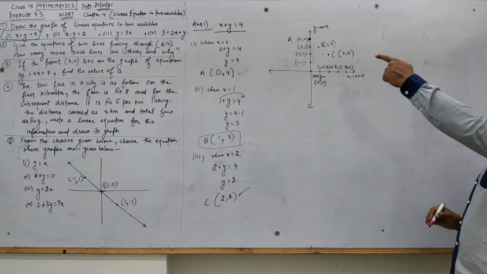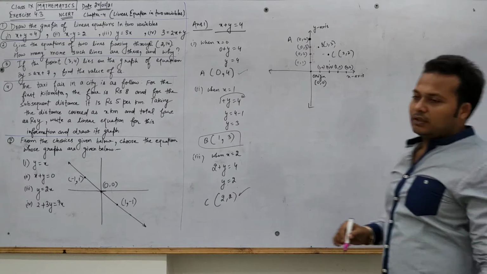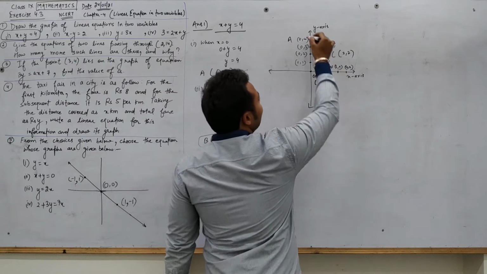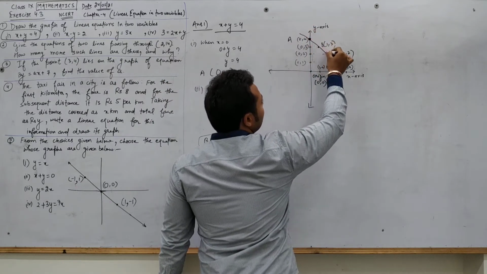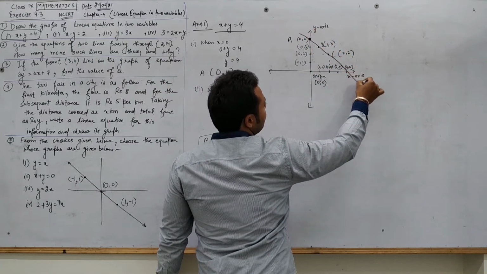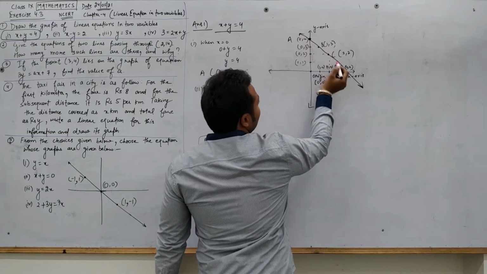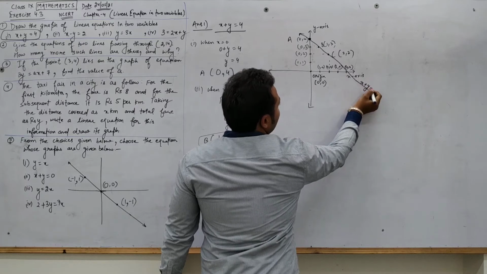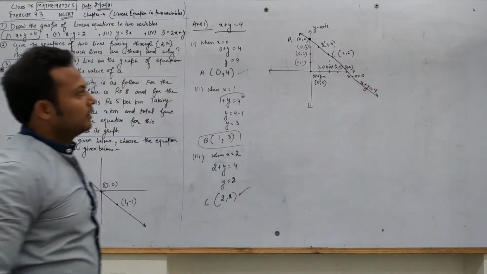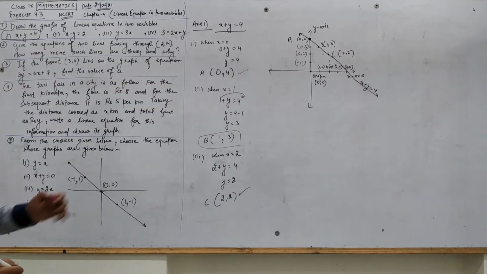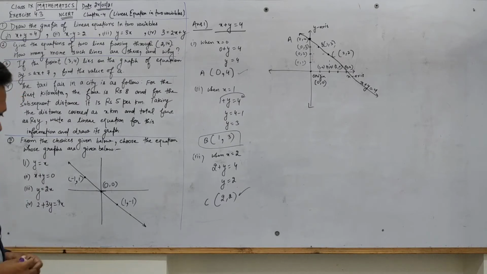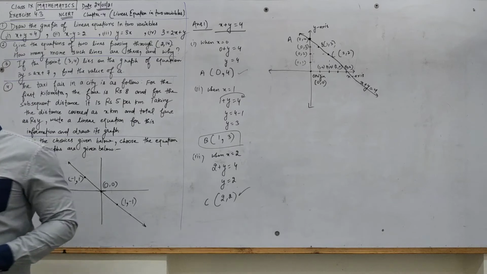What will we do? We will join all these points. The points joined will give us a straight line, and that straight line is the graph of the first equation. That is, this equation will be x plus y equals 4. Is this clear children? It was a good question. It was an easy one also. Okay, let us do the second question.